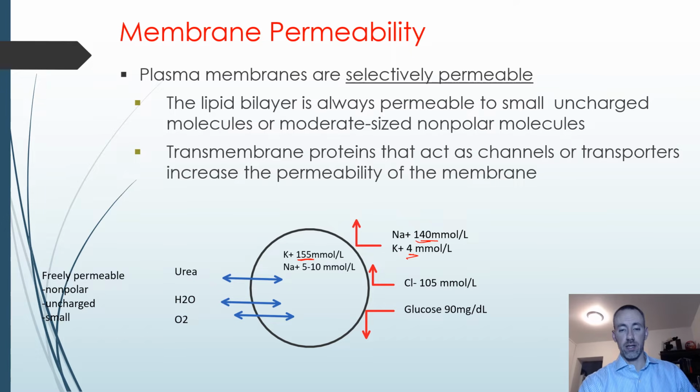Sodium is 140 outside to about 5 or 10 millimoles inside the cell. Again, we have a gradient wanting to go inside the cell. Here are my chloride concentrations, my glucose. You'll notice the red ones are bouncing off the membrane, just to show you that it's effectively impermeable unless those channels are present and open. Urea, H2O, O2, for example, can pass readily. For the most part, they'll move through cells without issue.